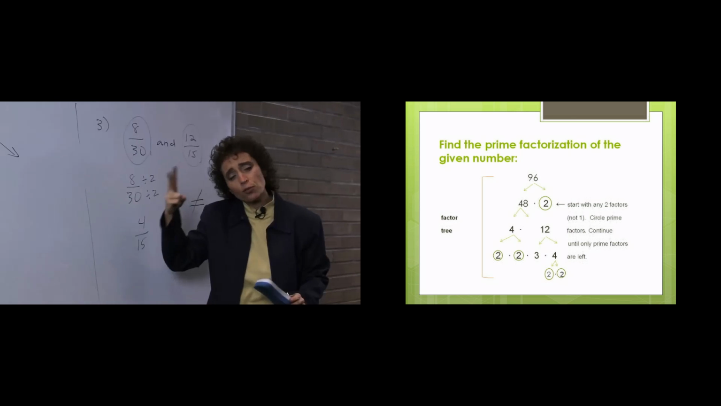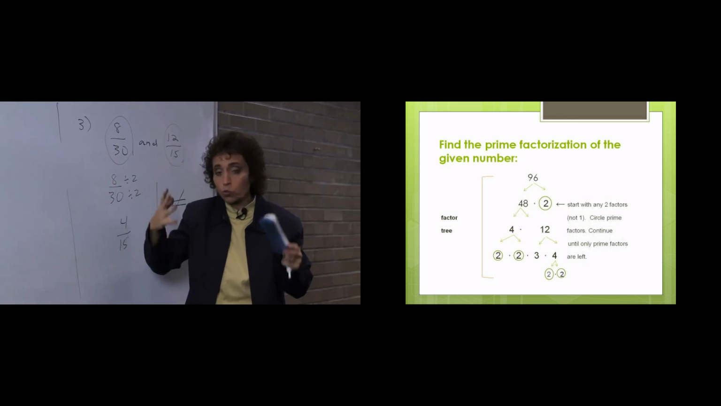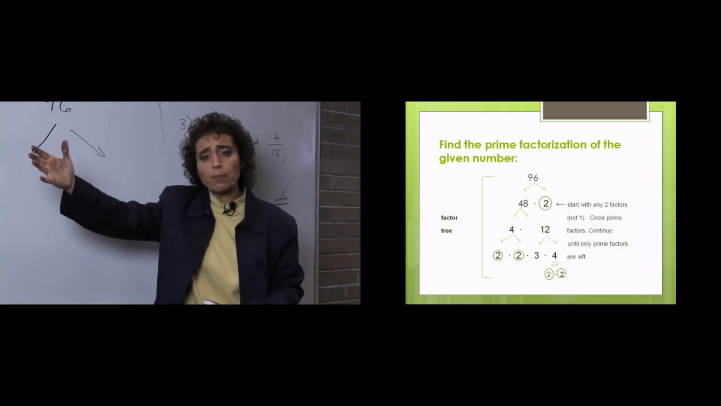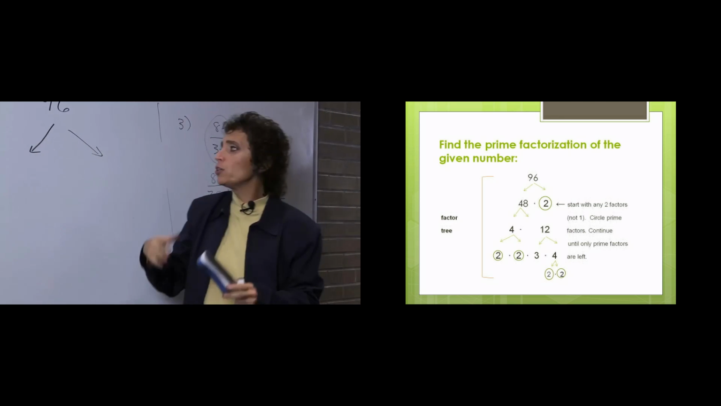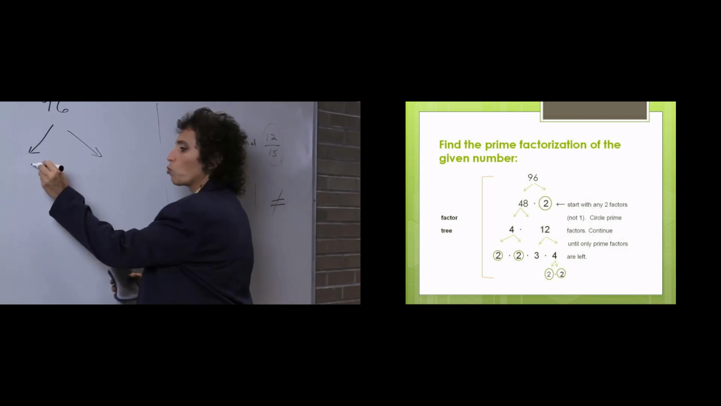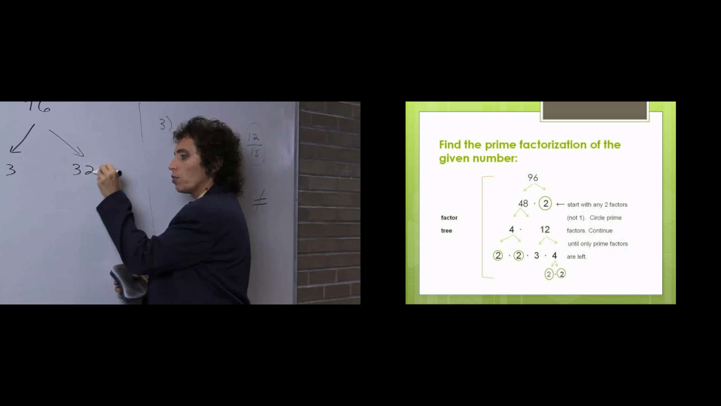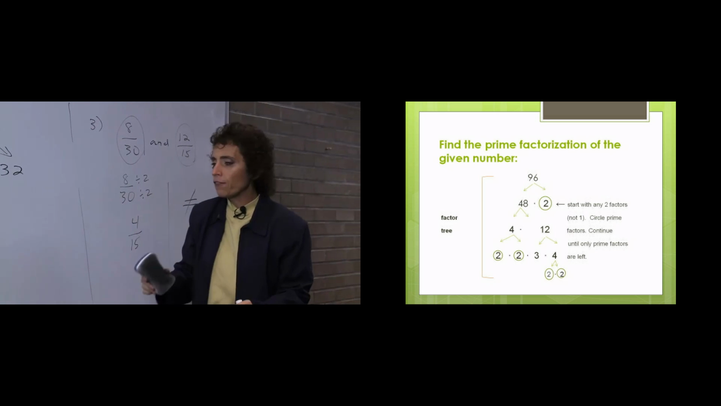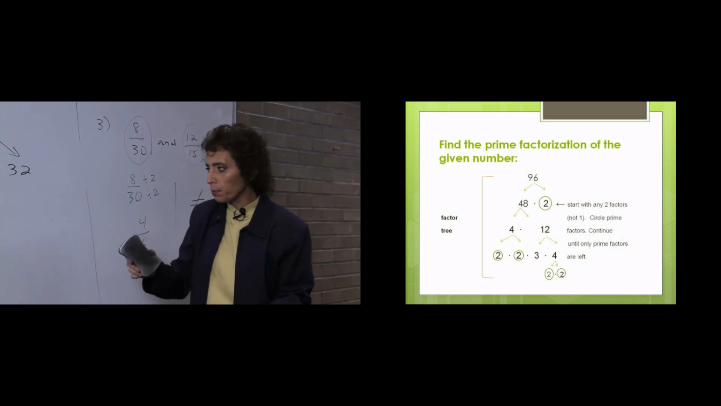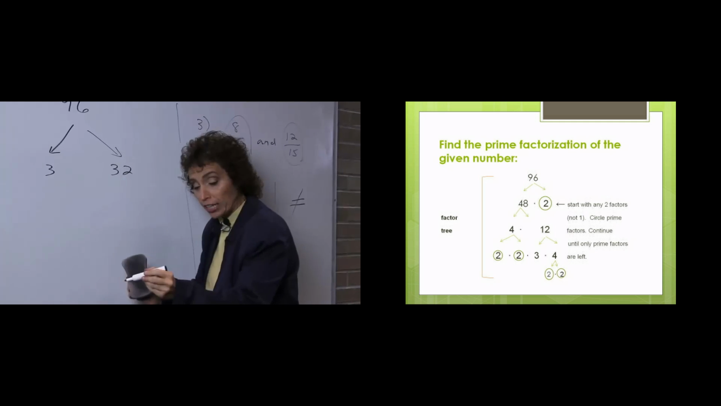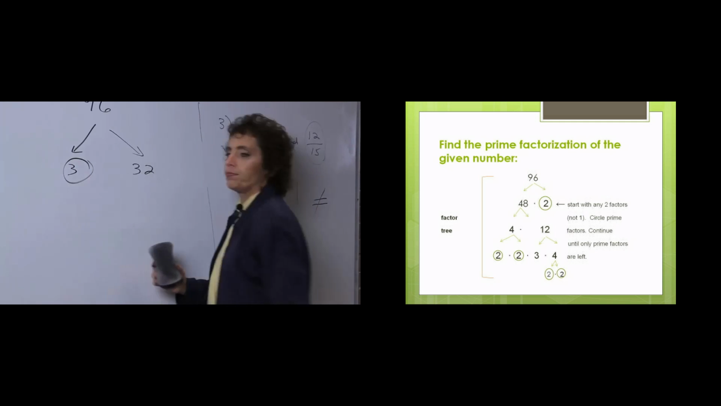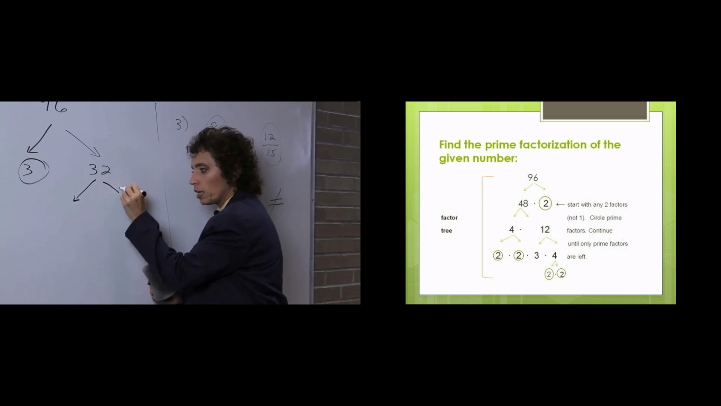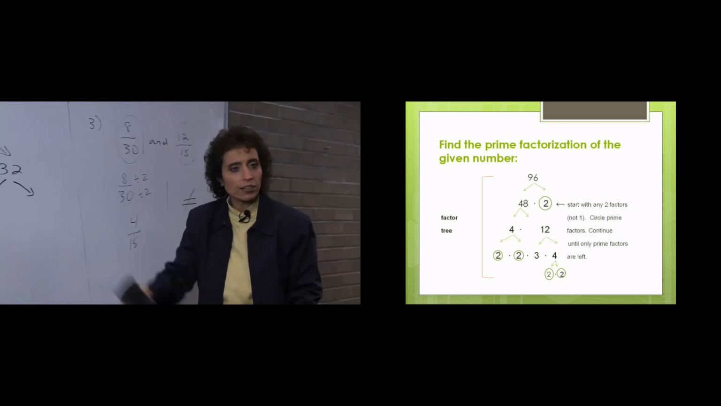Here's what we're doing. You can start with any two factors. You can't pick one, because one's not a prime number. Any two factors of 96. I showed you the example with 48 times 2, but I'm going to do something different. I'm going to do 3 and 32. 3 times 32 is 96. Every time you get a prime number, you circle it. That means that branch is dead. Now you go back to the number that's not dead.